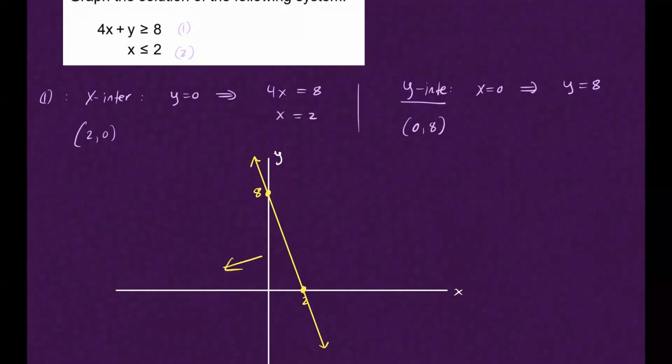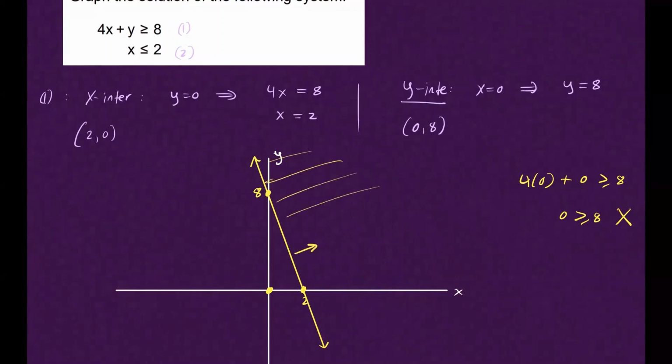Now, which direction do we shade? Do we shade this way or do we shade that way? So you pick a point and plug it into the inequality. Let's pick this point right here, (0, 0). If I plug (0, 0) into my inequality, I have 4 times 0 plus 0 greater than or equal to 8. So we have 0 greater than or equal to 8. That's not true. So this is not the solution region. So the region that will satisfy this inequality will be the right half. So our shading region for this inequality is this way.